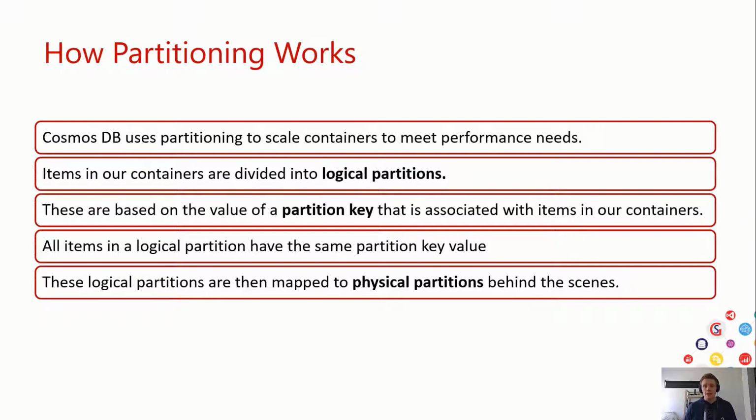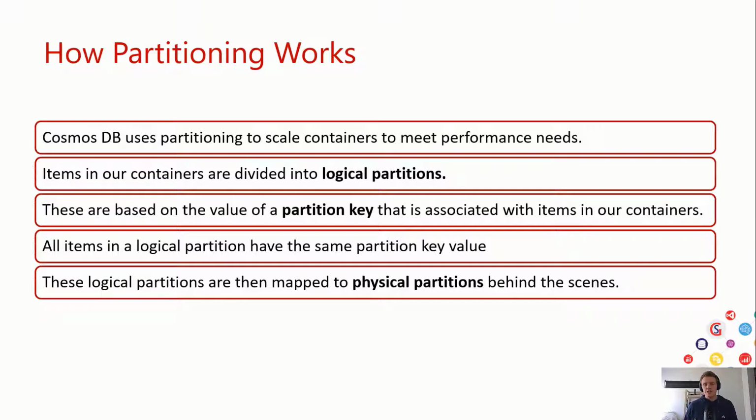Every time we persist an item into our container, they'll be divided into something called logical partitions. And these are based on the value of a partition key that we've associated with an item that we store in our containers. Items within a logical partition will all have the same partition key value, and this will be a property within our documents. So say for example, I had a container that was storing items related to hotels, and we gave that container where we're storing our hotel entities a partition key property of city name, and we had 20 different city name values in our container. For that example, we would have 20 logical partitions created for that container.